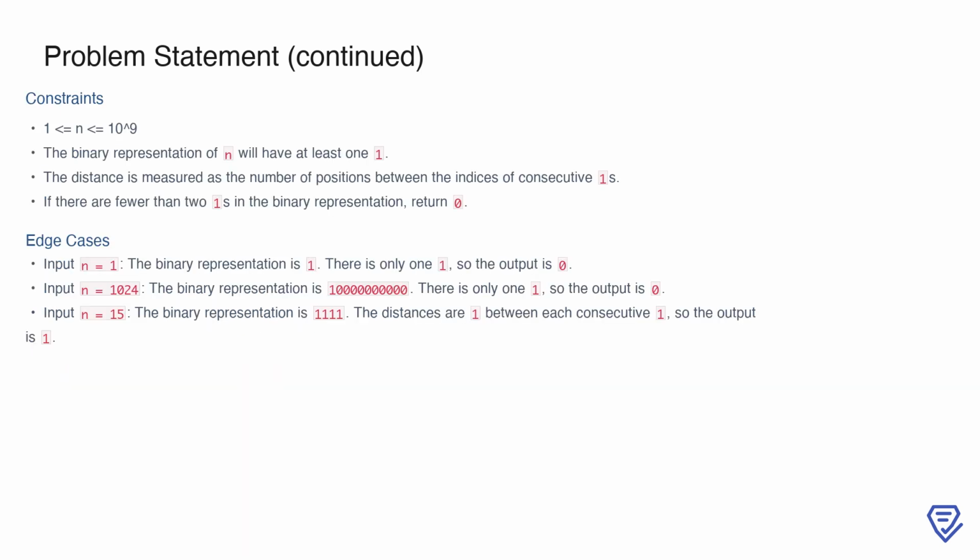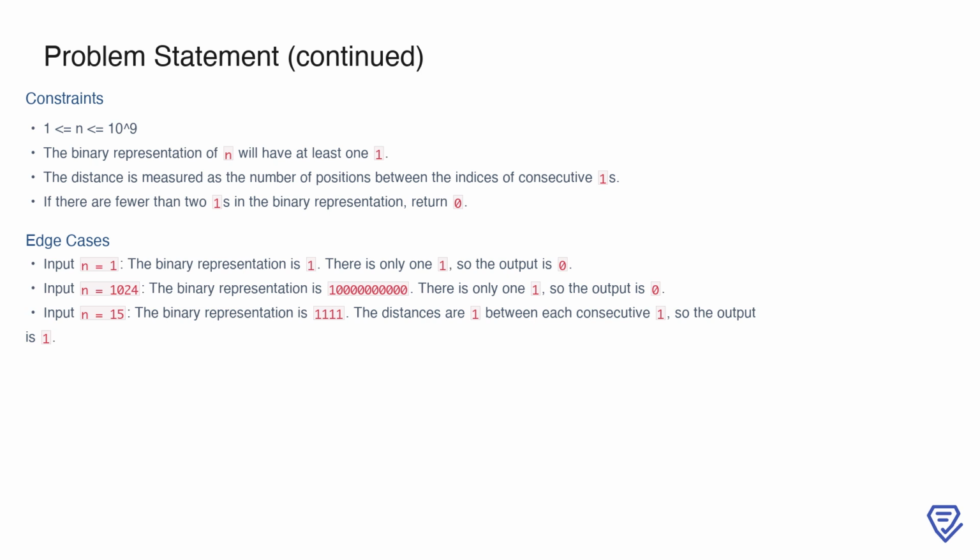Finally, let's discuss the constraints and some edge cases. The value of n will always be between 1 and 10⁹, and its binary representation will always include at least one 1. The distance is measured as the number of positions between indices of consecutive 1s, as we've seen in the examples. If there are fewer than two 1s, the output will always be 0. For example, if n equals 1, its binary representation is 1, so the output is 0.